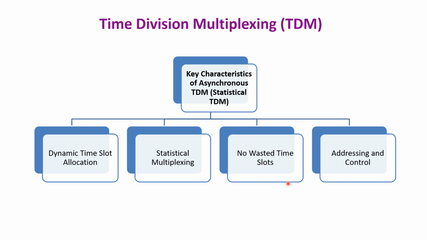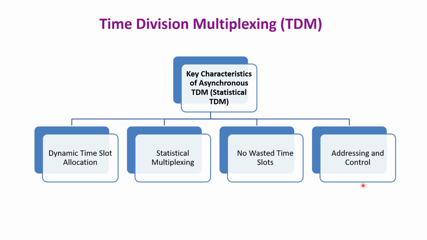No wasted time slots. In asynchronous TDM, if a signal does not have data to send, the time slot can be given to another signal. This way, no time is wasted. It maximizes efficiency by making sure every time slot is used.